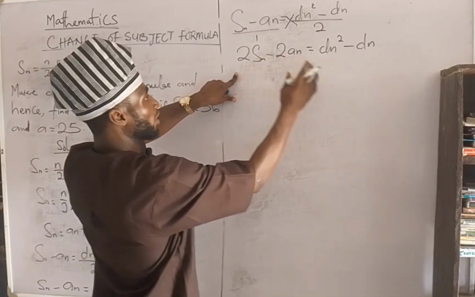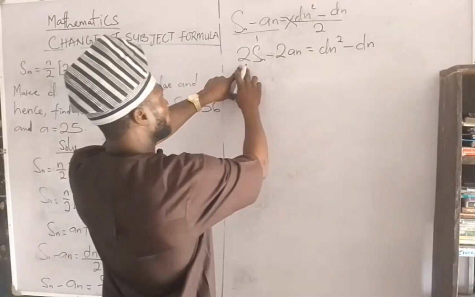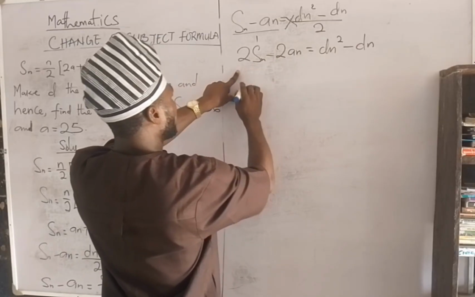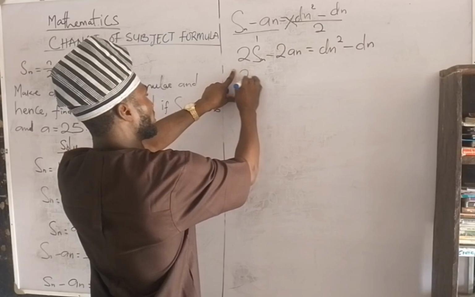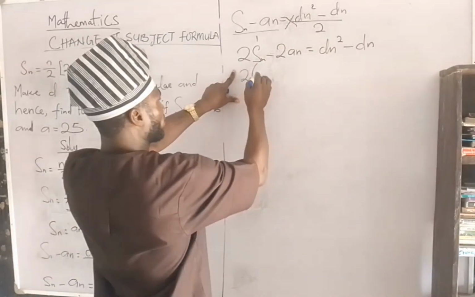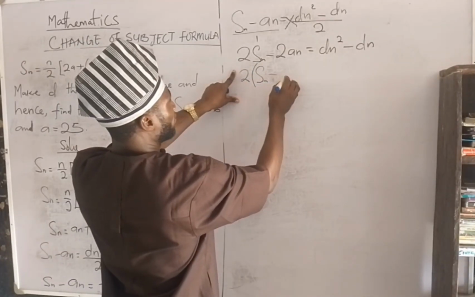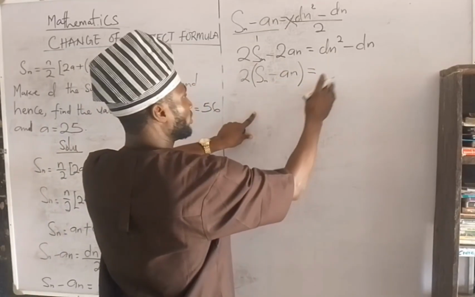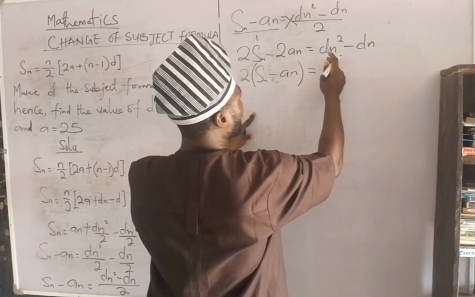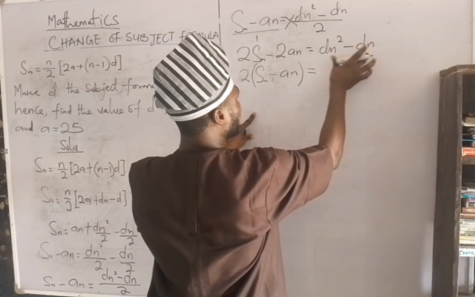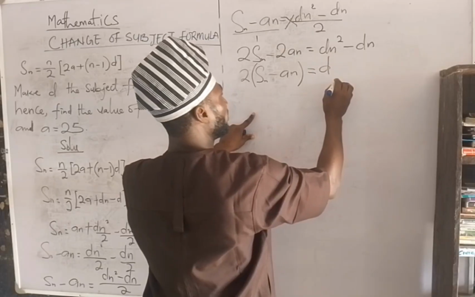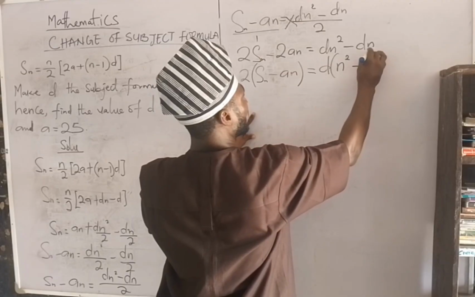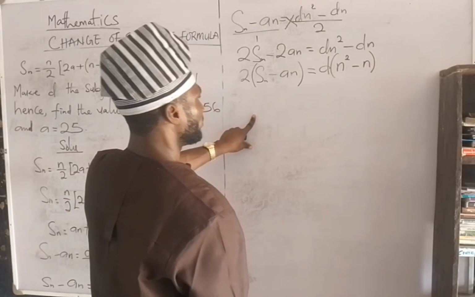So we are going to factorize both sides of the equation. Now in the left hand side, what we have common is 2. We are having 2 here and also 2 at the other side. So factorizing out the 2, we'll have 2 in brackets, sum of term minus an close bracket is equal to, now from the right hand side, since we are finding d, we'll factorize the d, we'll bring out the d, and we'll have d in bracket n square minus n, we'll close bracket.